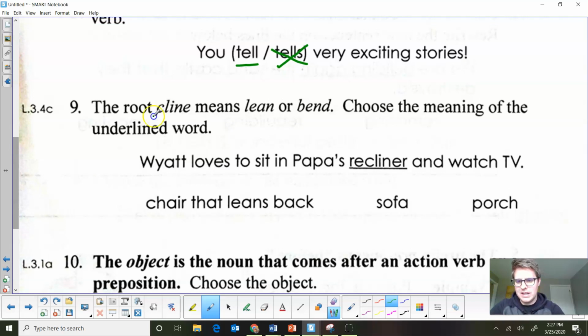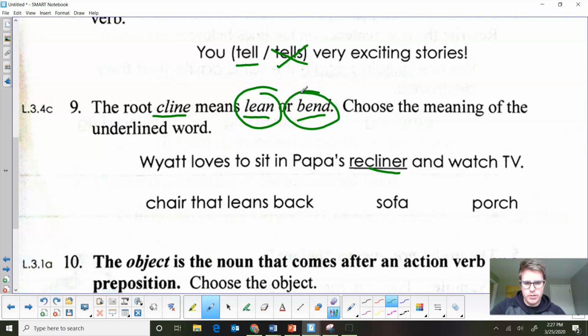So the root word cline means to lean or to bend. Which meaning fits the underlined word? So Wyatt loves to sit in Papa's recliner and watch TV. So we need to look for a meaning that probably has cline in it, so probably either a lean or a bend.